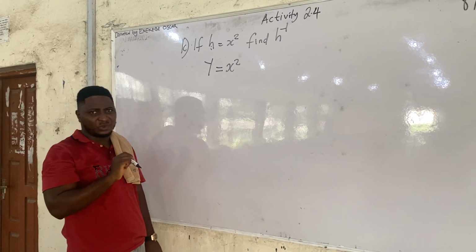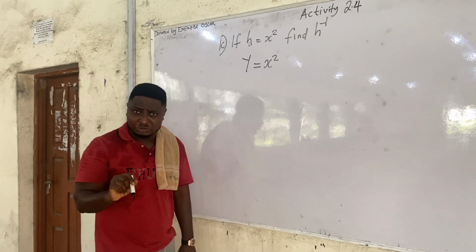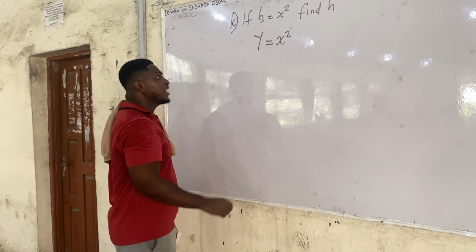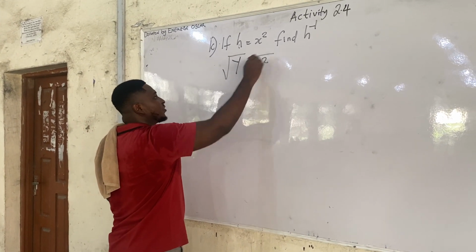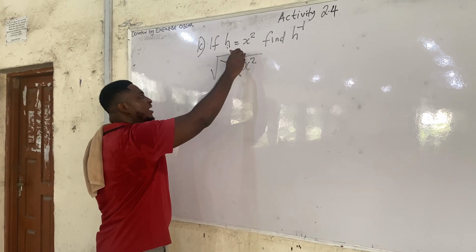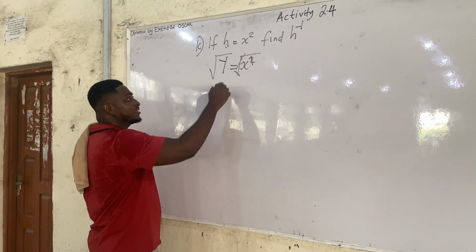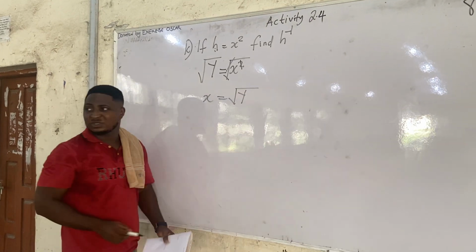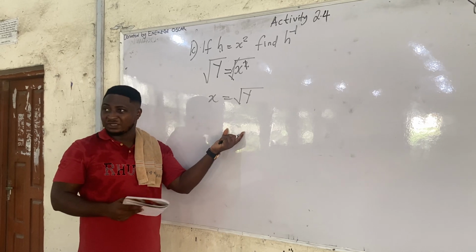The second step is to make x the subject of the formula. When solving for the inverse of any function, try to make x in the function the subject of the formula. Now, how do you make x the subject of the formula? You find the square root of both sides, so the square cancels the square root and we're left with x. x equals the square root of y. And like this, we have made x the subject of the formula.